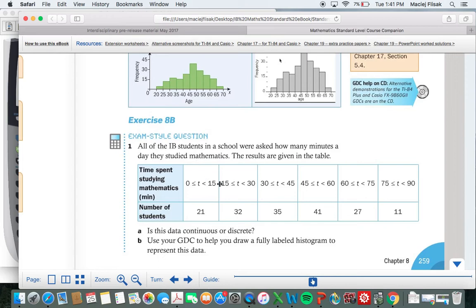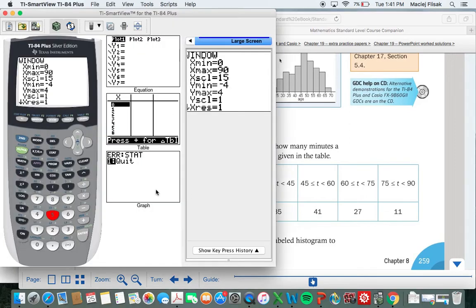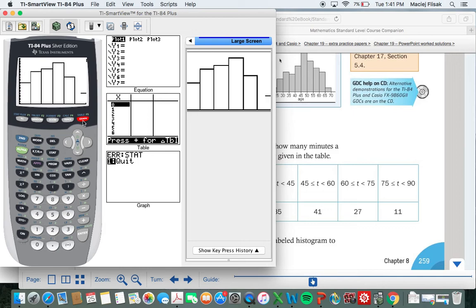The y-min, when you look at the histogram, y begins at 0 and then it counts up to something. So what's our highest count here? 41. So I'm going to make my y max 45 so it can show us up that high. It's going to start at 0. It's going to go to a maximum of 45 because one of the bars is going to be that tall. And then I'm going to do graph. All right, there's my histogram.